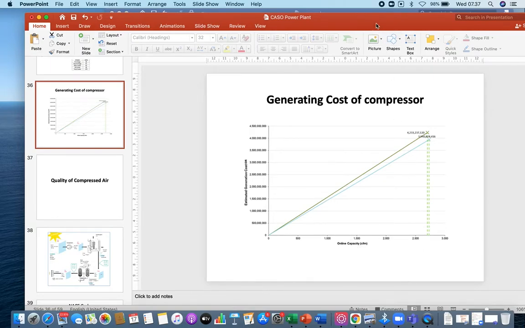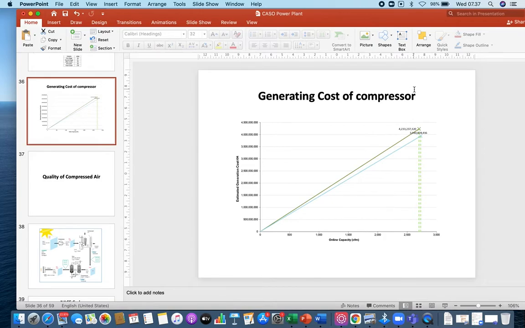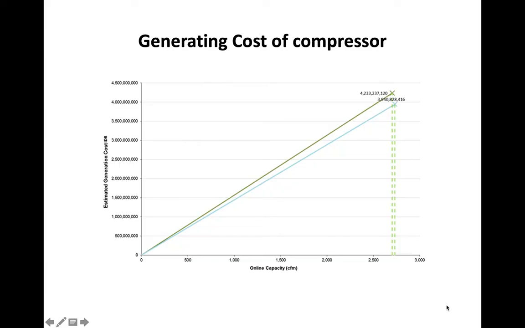We are still discussing compressed air system optimization, a case study for a coal-fired power plant. This is my sixth presentation, and today I'm going to talk about the generating cost of the compressor.